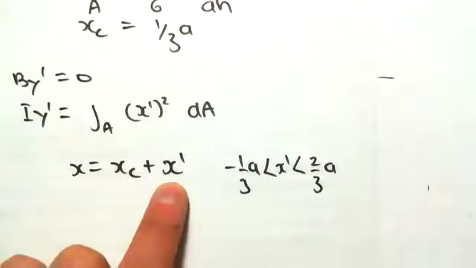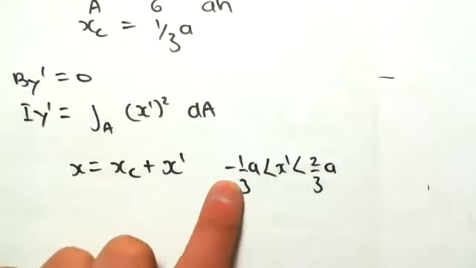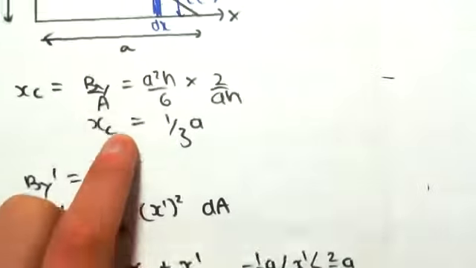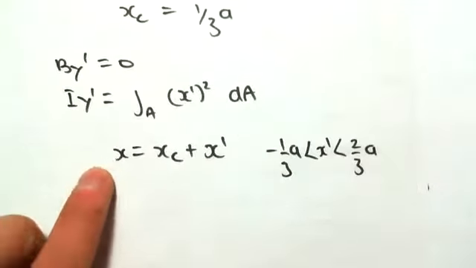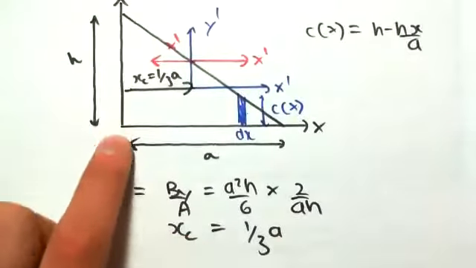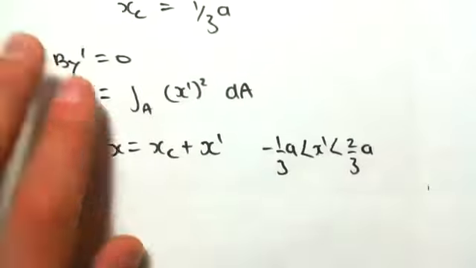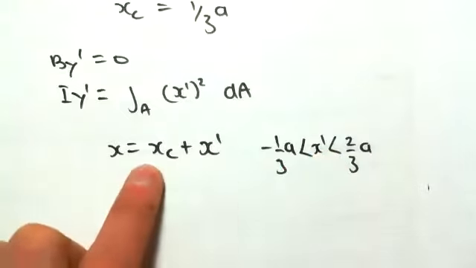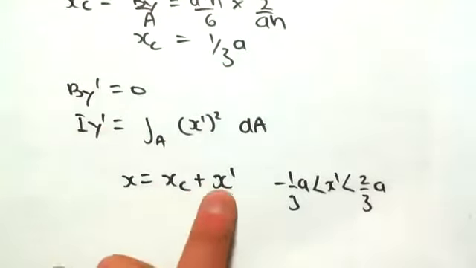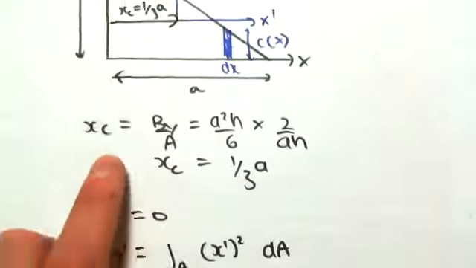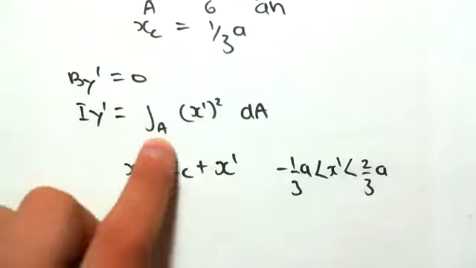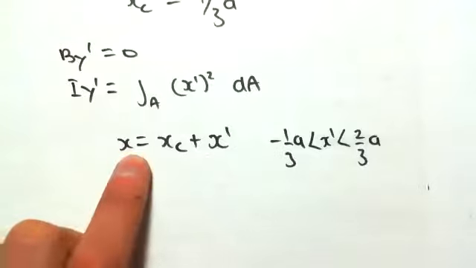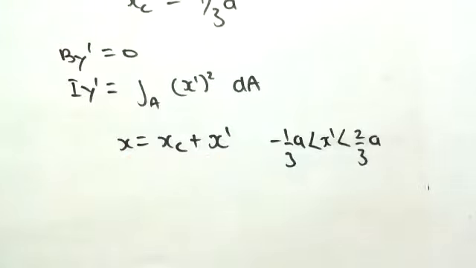So for example, if we subbed in minus 1/3 a for x dash, we know that xc is 1/3 a, so we would get x equals 0, which takes us here. If we did for 2/3 a, so x dash would be 2/3 a plus xc, which is 1/3 a, would give us the full length a, which is now there. So what I've done is I've rewritten x in relation to the centroidal axis, so the reference axis in relation to the centroidal axis.